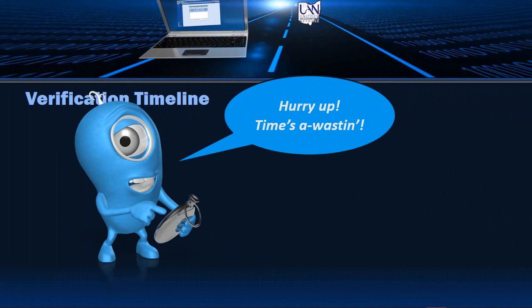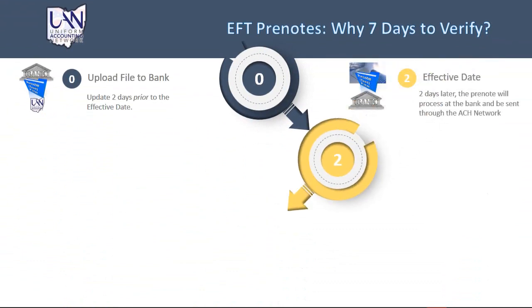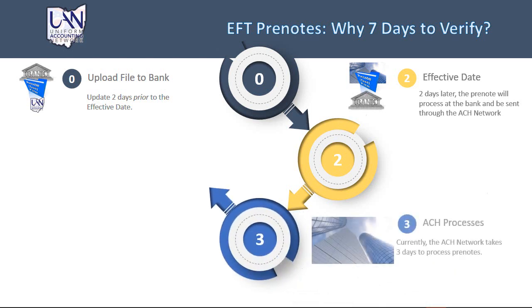As stated previously, after you transmit the Prenote to the bank, you should expect at least 7 calendar days before the accounts are verified. You may be wondering, why does it take so long? Here's the breakdown. Start with 2 days. Most banks require that you upload the file 2 banking days prior to the effective date. The effective date is the date it will process on your bank servers and then be sent to the ACH network. Then add 3 days.